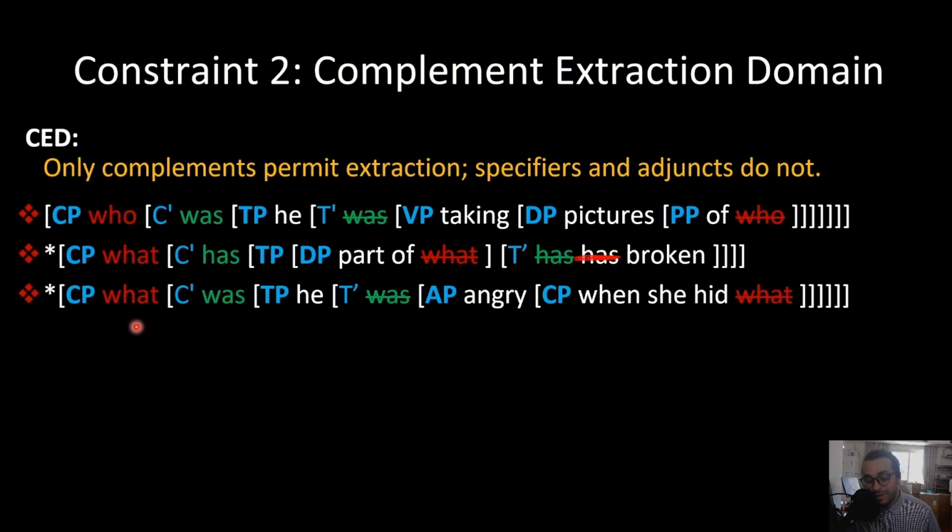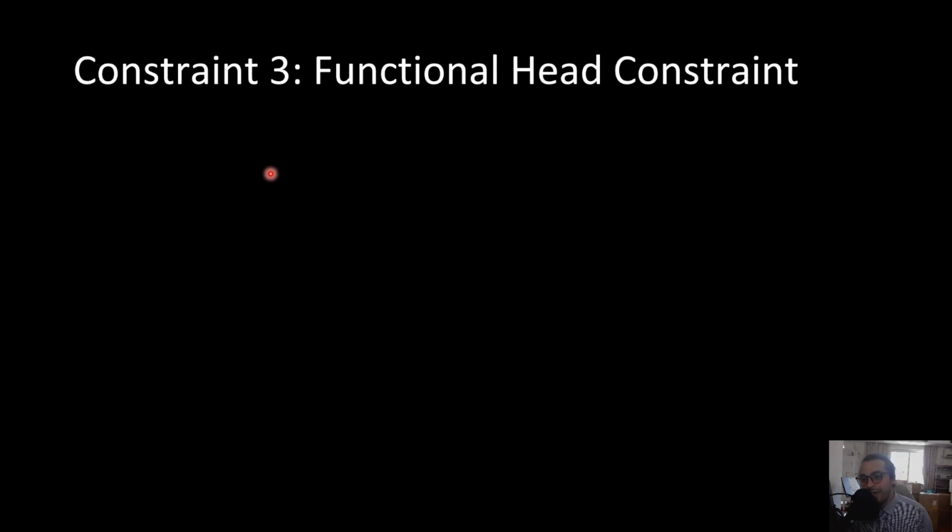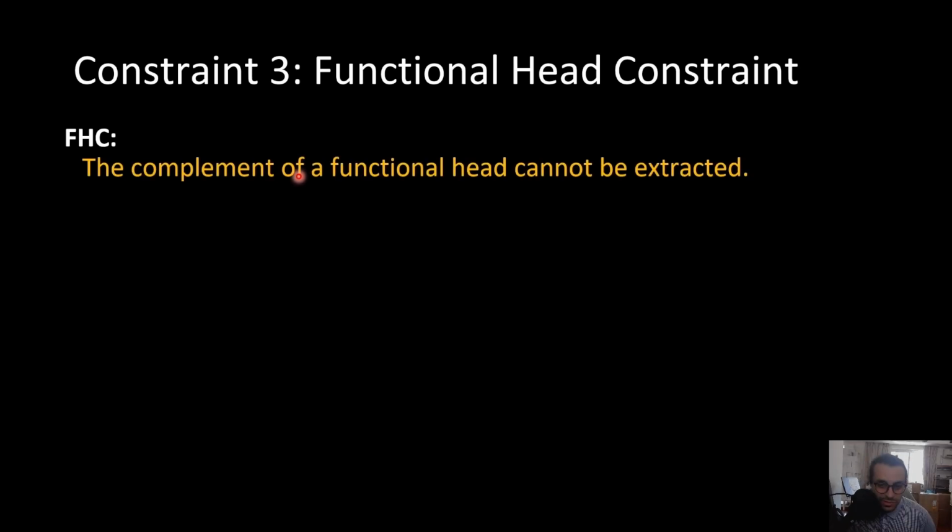The derivation crashes because it is not extracted from a complement position. It is an adjunct position. So far we've seen two constraints. We're going to move on to the third one, known as the functional head constraint. This one is even simpler than the previous two.